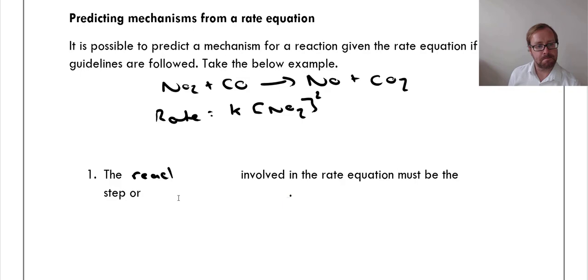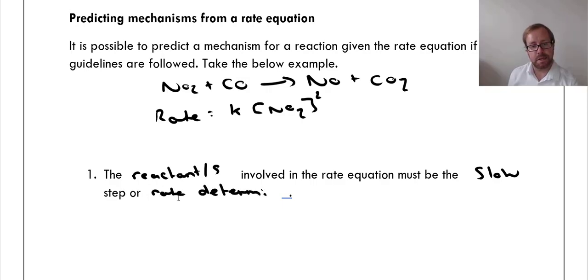Okay, so the first thing that we have to realize is that the reactant or reactants involved in the rate equation must be the slow step or rate determining step.